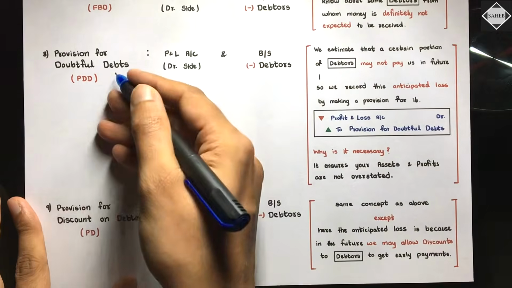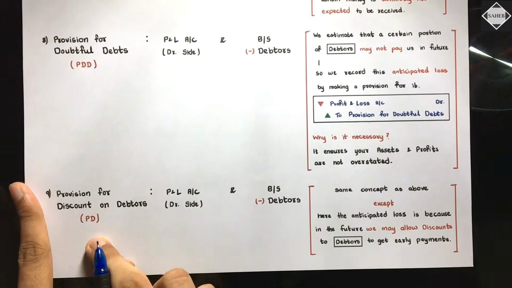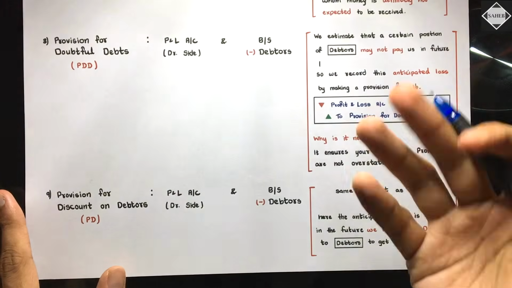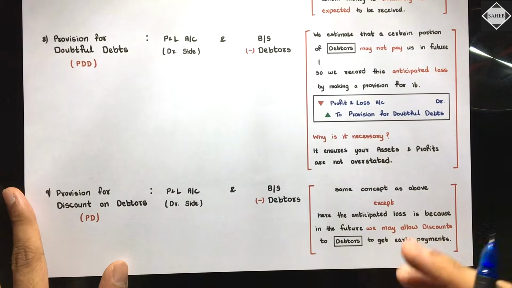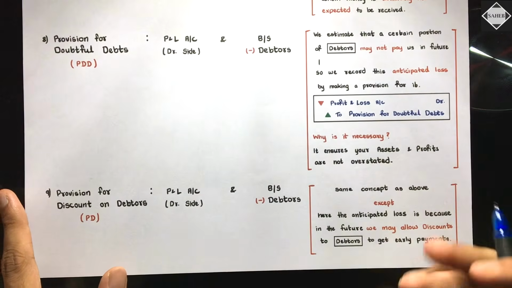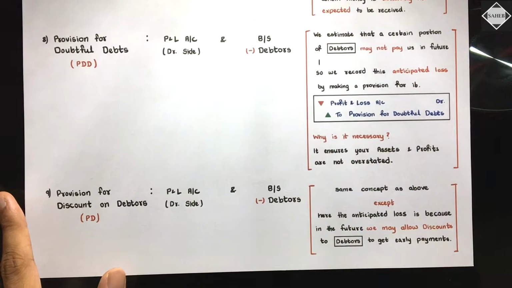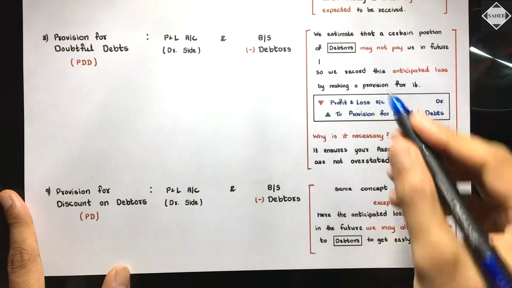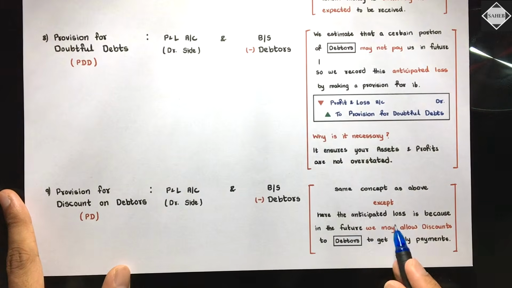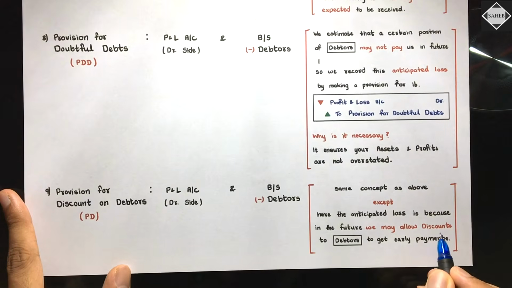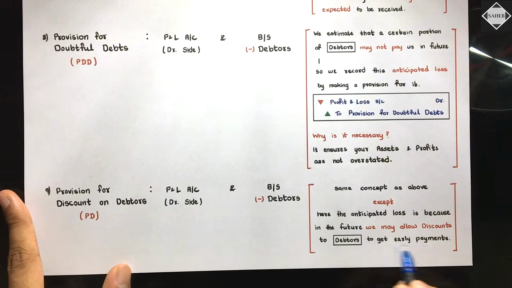That's why we were making provision over here. Here we are making provision because we have a doubt in our mind that in future there will be some debtors to whom we have to give discount, to get the early payments from them. See here, same concept as above, except here the anticipated loss is because in future we may allow discount to debtors to get early payments.